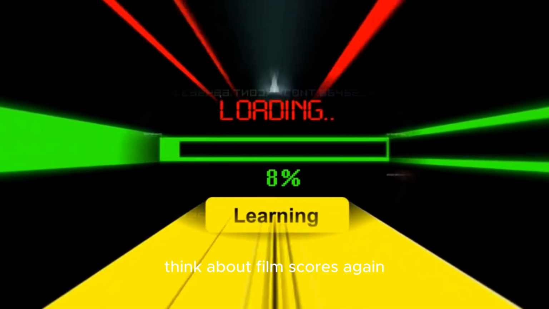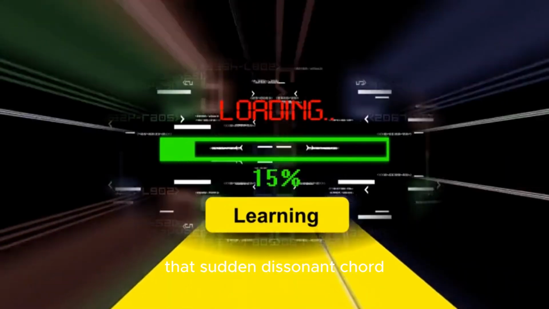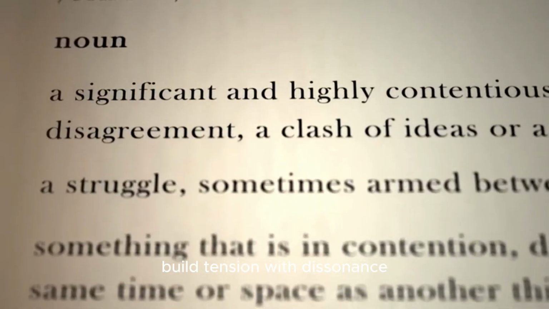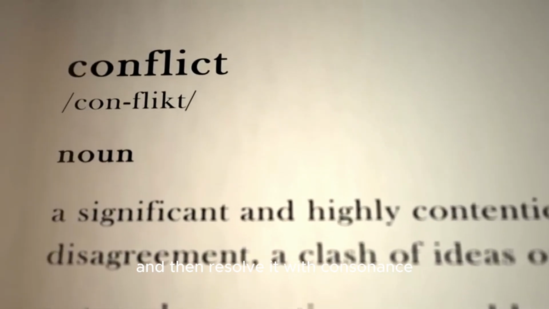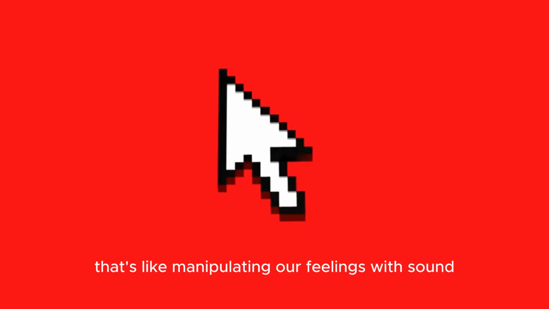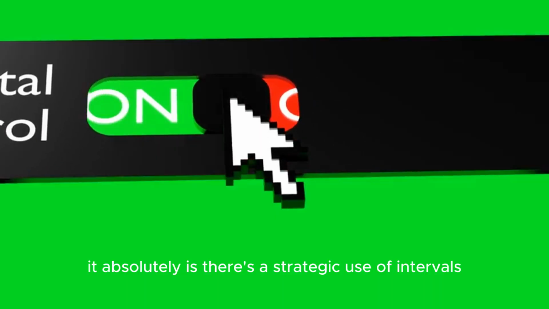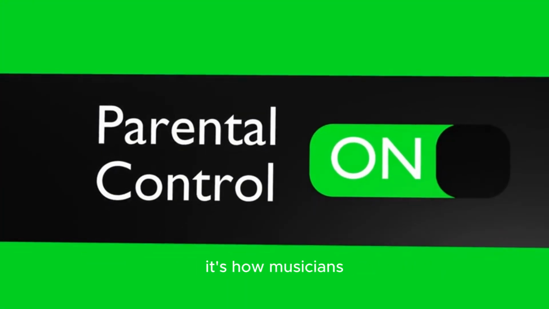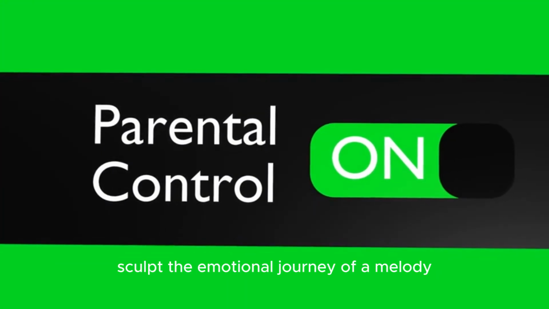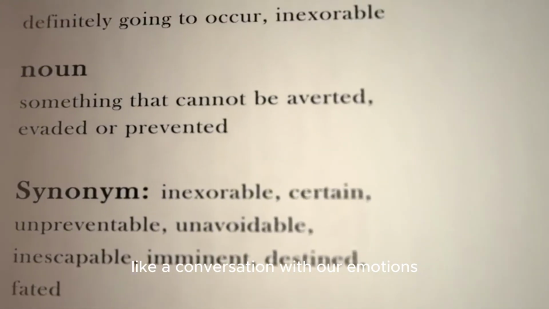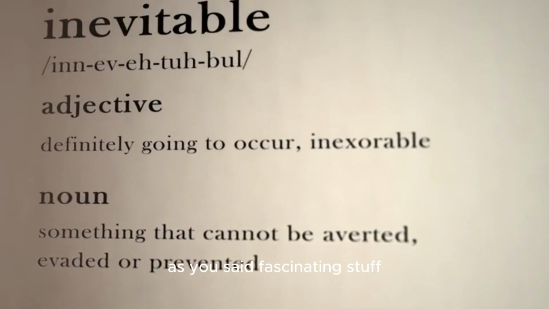Think about film scores again. That sudden dissonant chord. Instant suspense. Right. It grabs you. So composers use this all the time, build tension with dissonance, and then resolve it with consonants for that feeling of release. That's like manipulating our feelings with sound. It absolutely is. There's strategic use of intervals, their size, their quality. It's how musicians sculpt the emotional journey of a melody. It's how they guide the listener, like a conversation with our emotions, as you said.